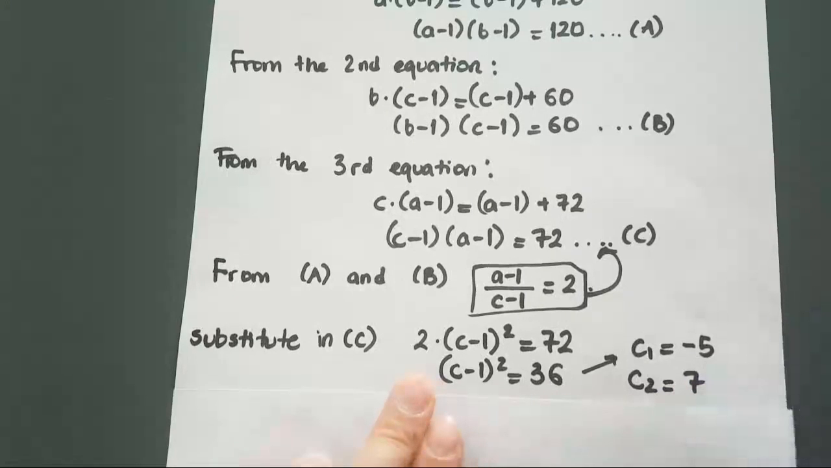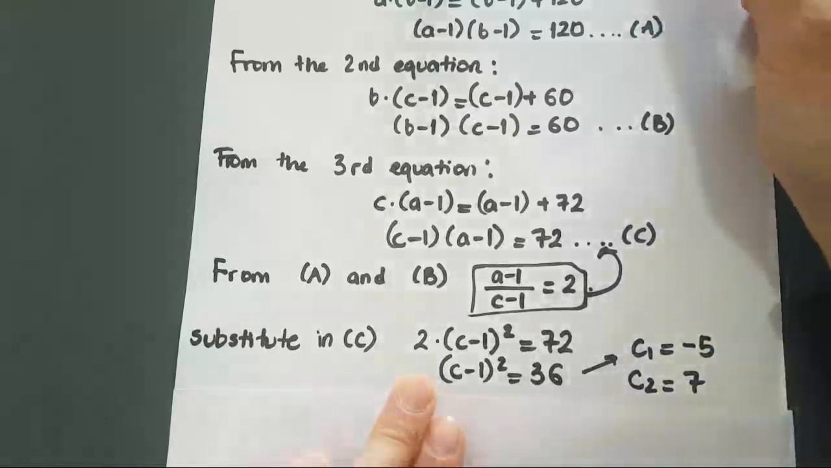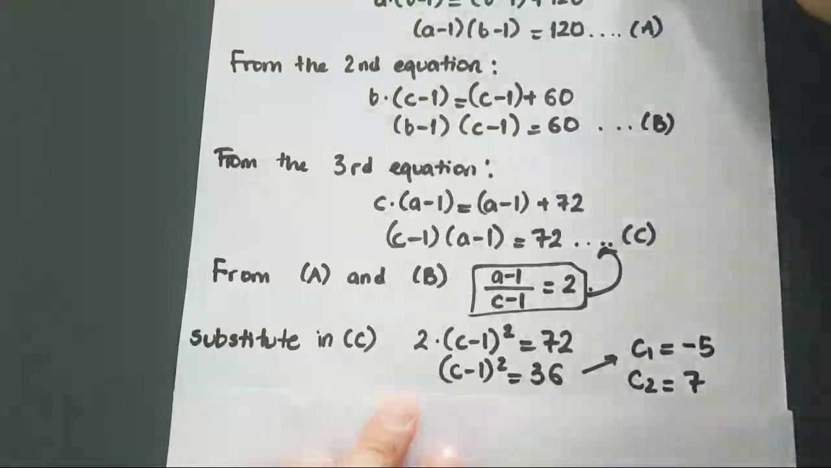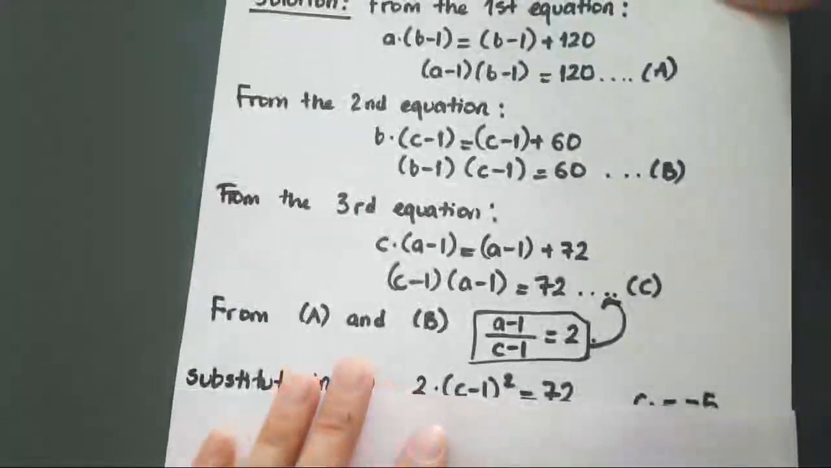What did we do? We changed the equations A, B, C. We changed the equations given in the system. We got A, B, and C.